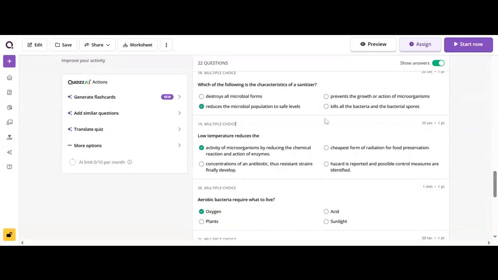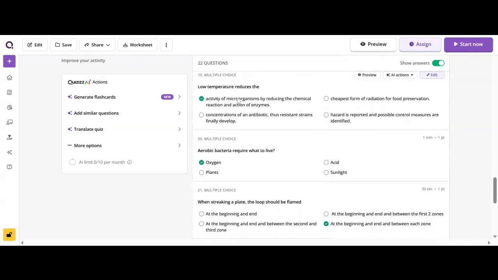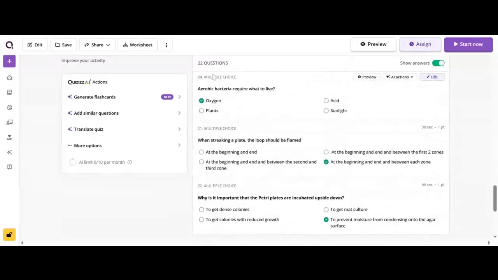Which of the following is a characteristic of a sanitizer? It reduces the microbial population to a safe level. Low temperature reduces the activity of microbes by reducing the chemical reactions and action of enzymes. Aerobic bacteria require oxygen to survive, as opposed to anaerobes. Anaerobes, for example, are bacteria that do not require and do not like oxygen.